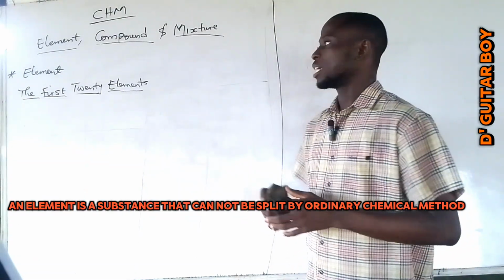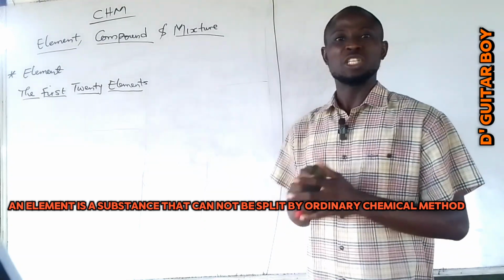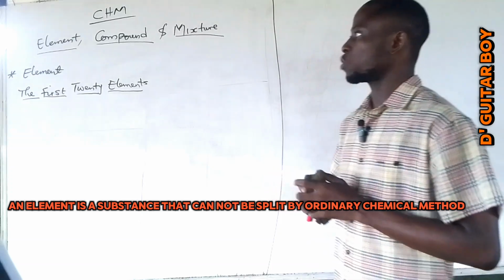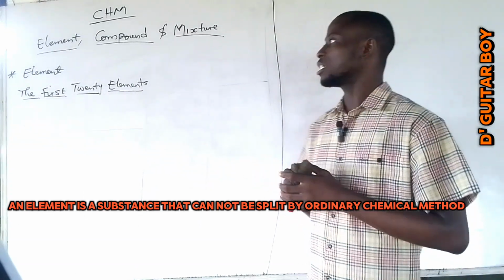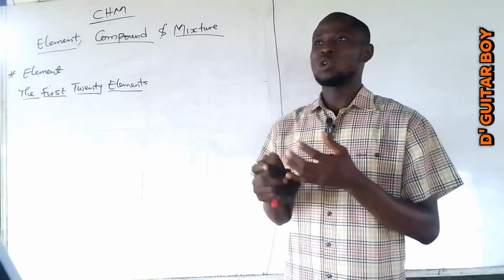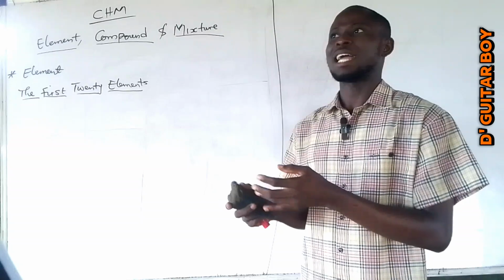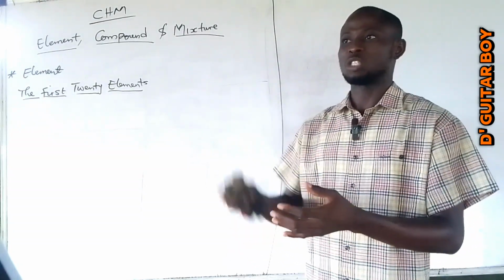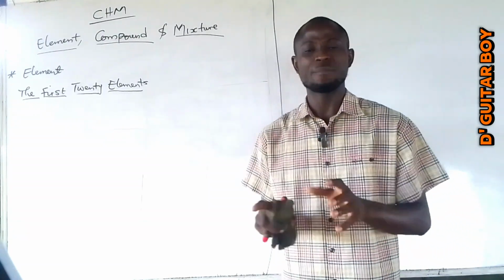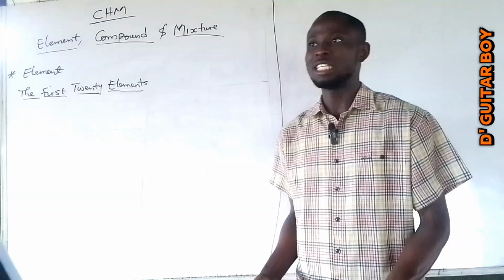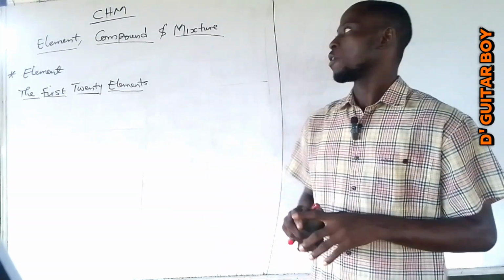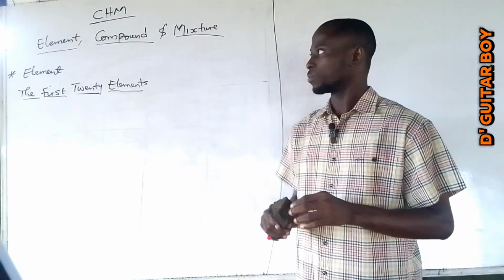What is an element? An element is a substance that cannot be split by ordinary chemical method, which means that, like maybe you just heat the substance, it will not break into simpler units. Maybe by cooling it, it will not break either. So you cannot split an element by ordinary chemical method.